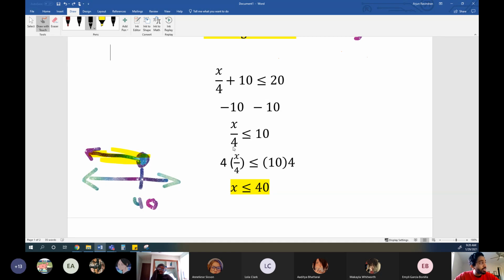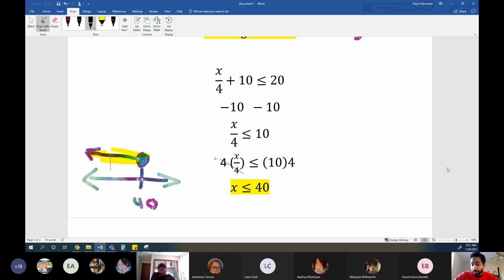You can see that I did x divided by 4 is less than or equal to 10. How did I get rid of it? I multiplied by 4 on both sides. So x is now isolated. 10 times 4 is 40. And notice that it does not flip. So it's x is less than or equal to 40. It doesn't flip because the 4 was a positive 4. And now let's talk about what it means that it's a closed circle.